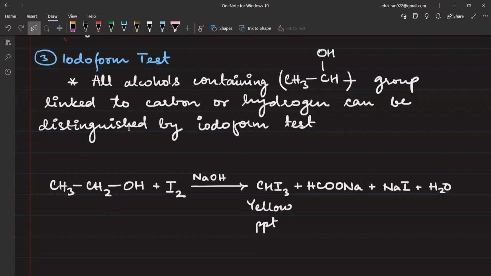Well, this one is not only for Viva, right? No, this one is not for Viva. This one is for your exam also. Iodoform test we'll be looking at in the next chapter also.